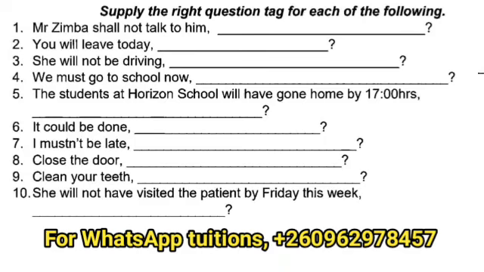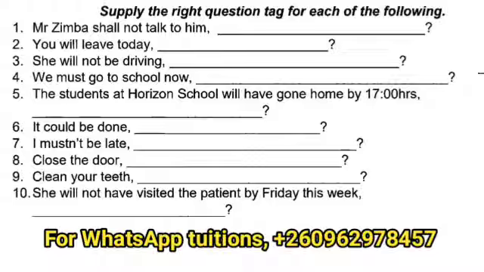Number 4, we must go to school now. You check very well. This sentence is already in its positive form, which means the question tag has to be in negative form.